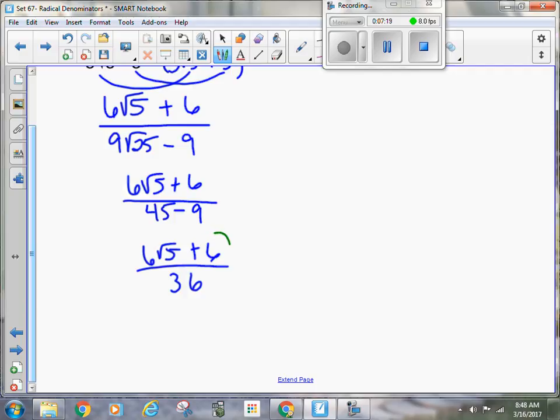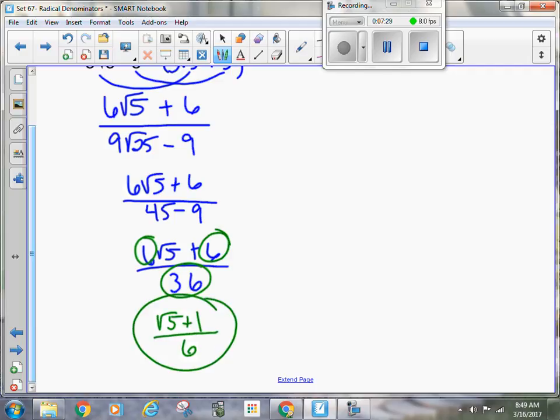Then I ask you to look at your numbers there. Is there something I can simplify by? Yeah, I can simplify by 6 in all of those. So I get square root of 5 plus 1 over 6. There you have it.